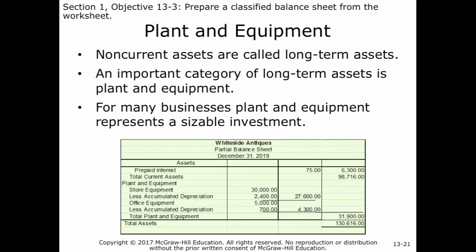So the total plant and equipment for Whiteside Antiques in this case is shown, and the result is $130,616 for total assets.